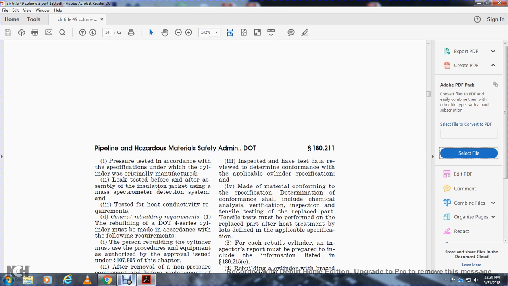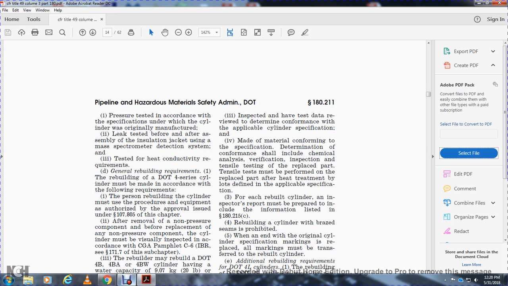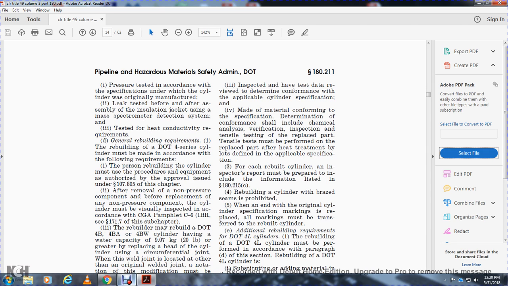Rebuilding the 4C cylinders must be made according to the following requirements. The person rebuilding the cylinder must use the procedure and equipment that are authorized with the approval of the issue with the statute 107-805. After the removal of the non-pressure component and before the replacement of the non-pressure component, the cylinder must be visually inspected in accordance with CGA pamphlet C6.